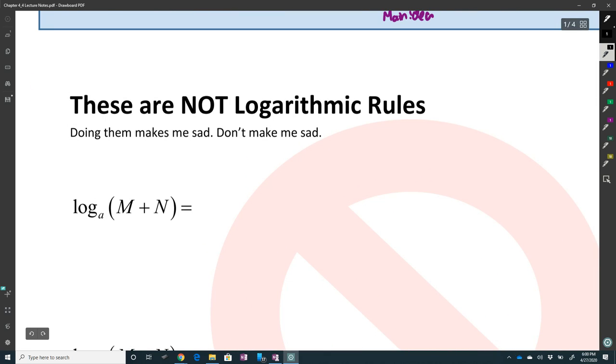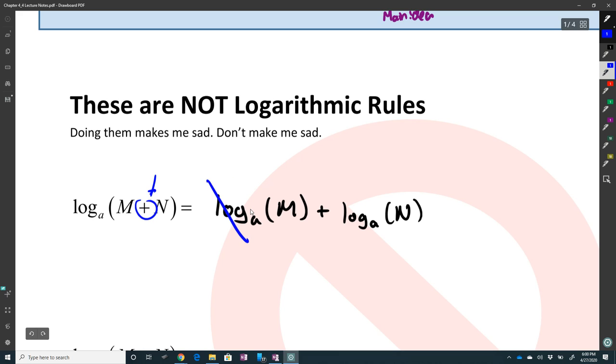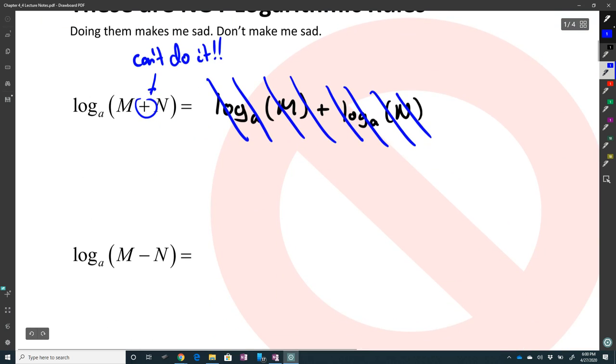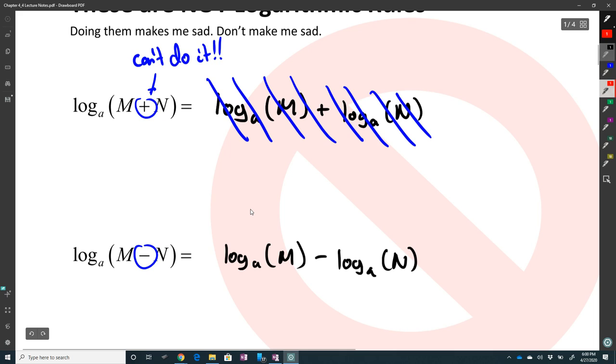Anyway, the biggest mistake people make is they'll say log A of M plus log A of N. You can't do that. If addition is the main idea, you can't split it up. Same thing if subtraction is the main idea. You can't say log base A of M minus log base A of N. That is also forbidden.